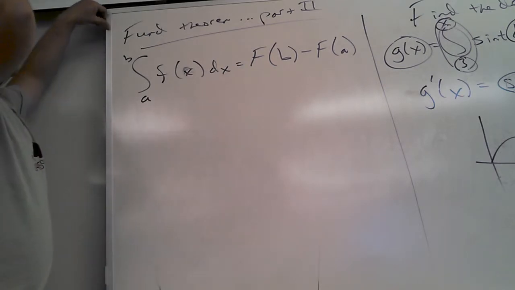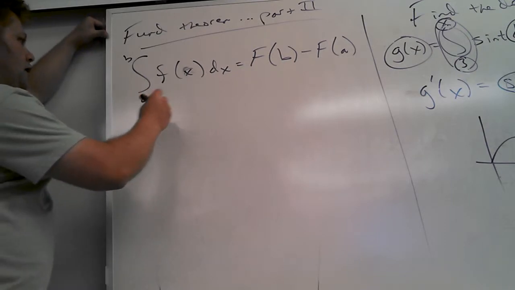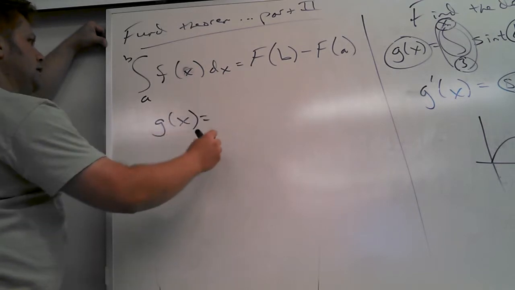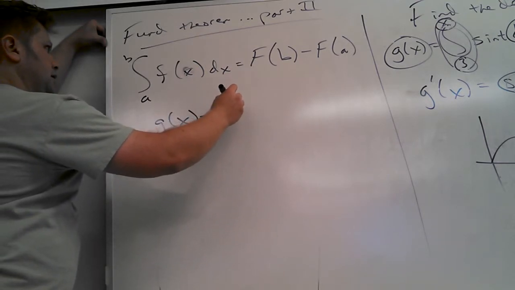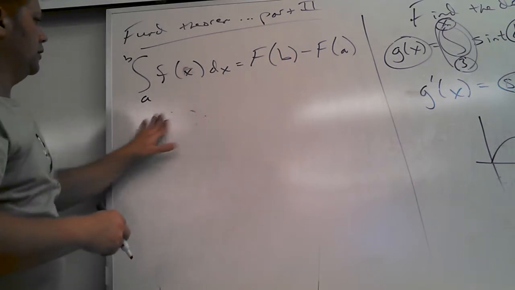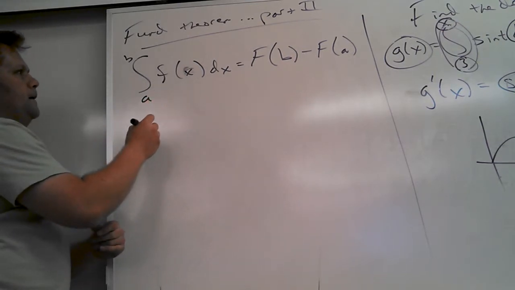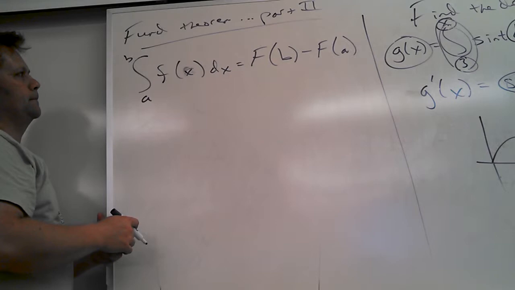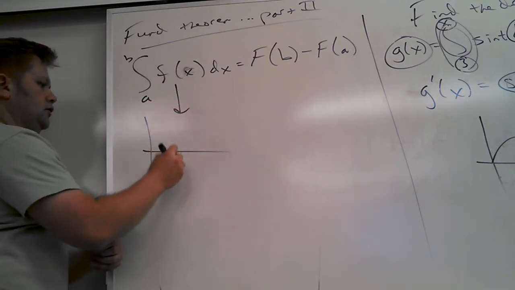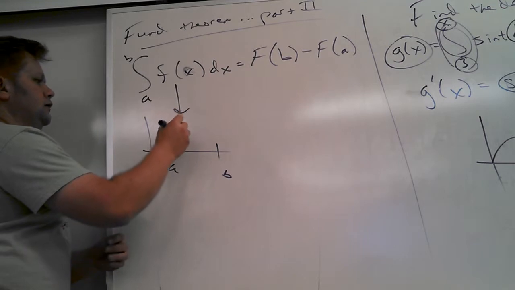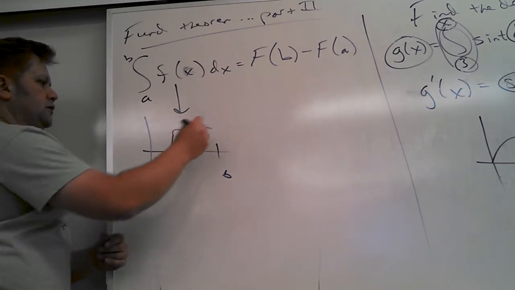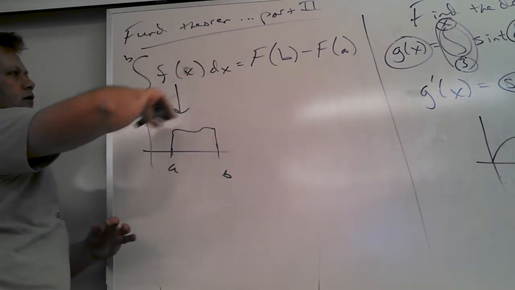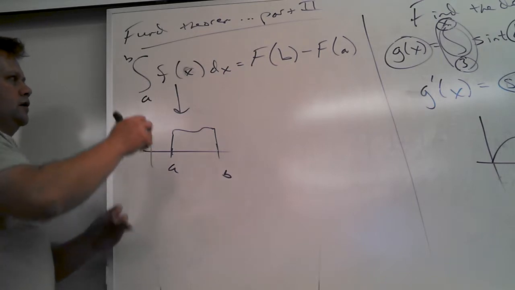Okay, so if I set up g of x, and that's going to be, no, I don't want to go that way. So this is from a to b, this function, f of x, whatever it's doing. So it's that area underneath there. Right, that's what this represents. And that's just the difference between two antiderivatives.